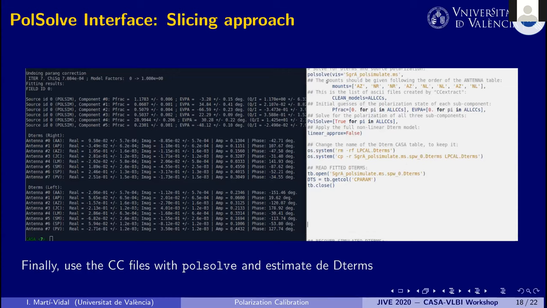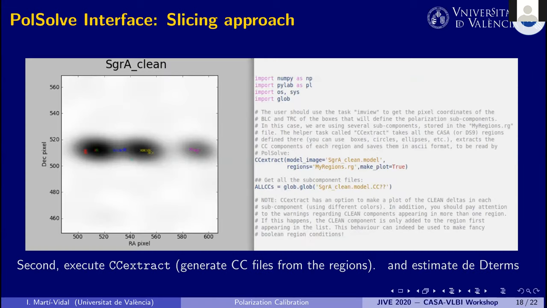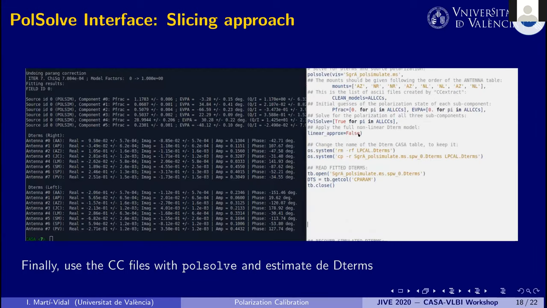Here you have the code to call PolSolve. These are the simulated data. These are the antenna mounts of the EHT antennas: Alt-Azimuth, Nasmyth right, Nasmyth left, and so on. Here, all CCs is the clean models keyword that contains all the files generated by CC extract. So this is our set of clean models, and we want to fit for all of them.